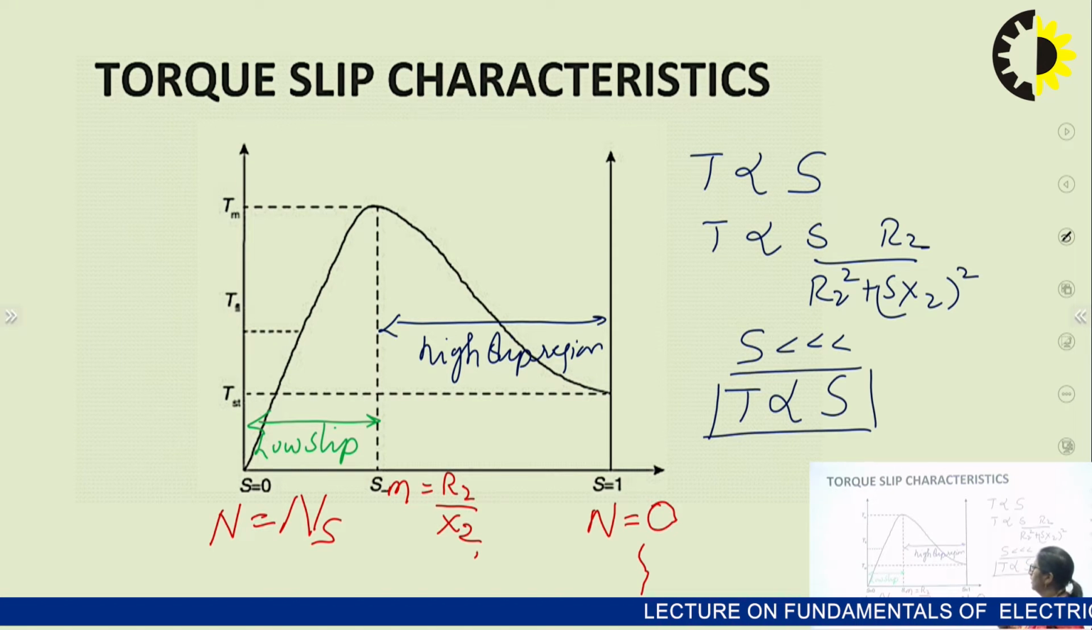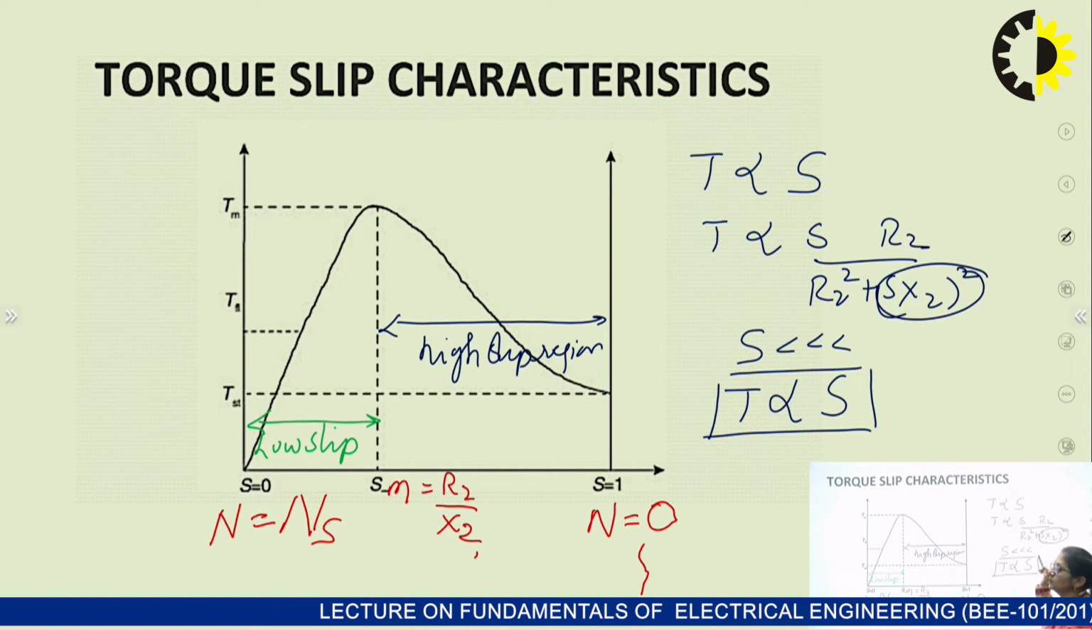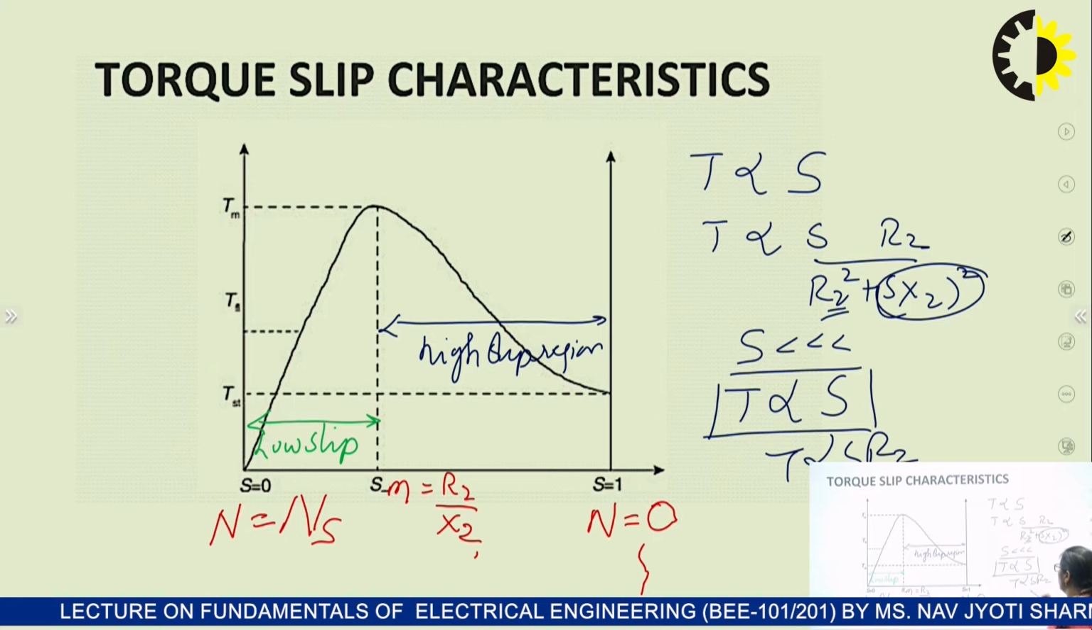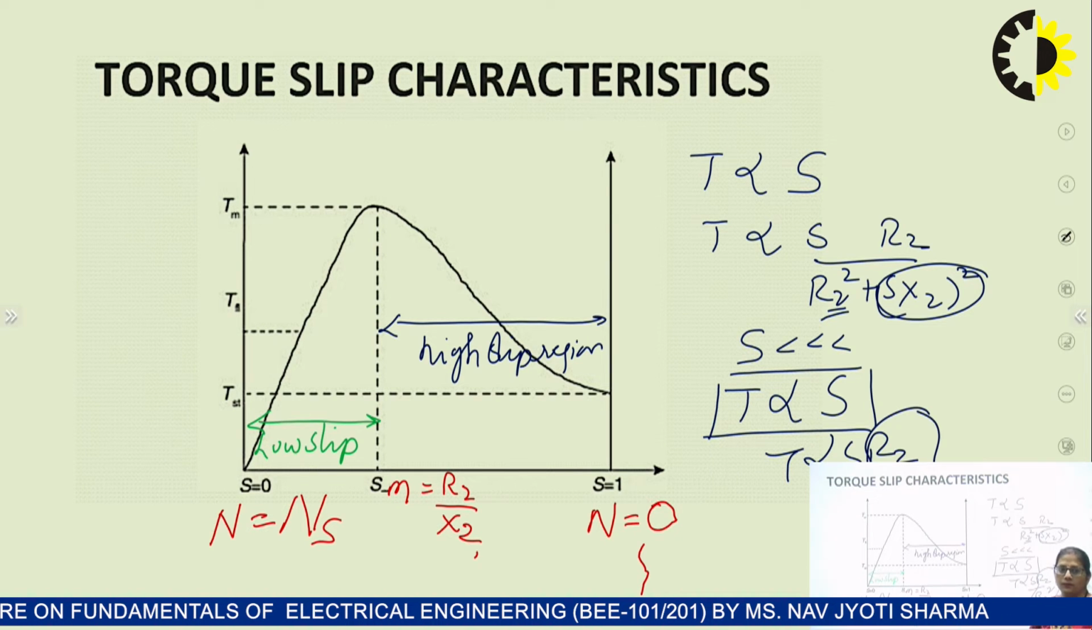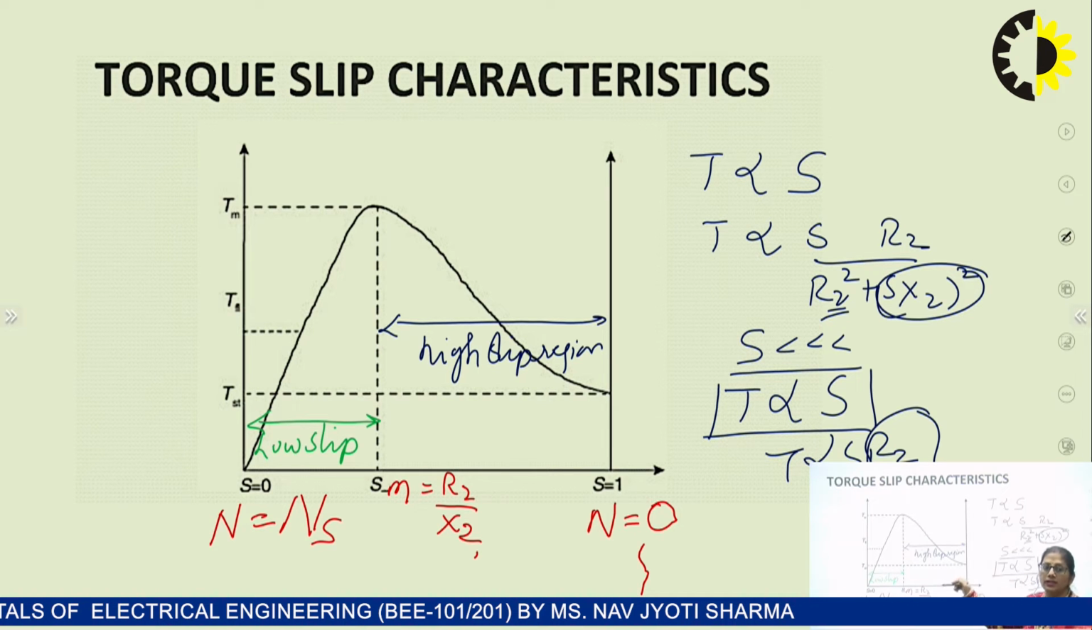Why? Because in this particular case, if S is getting closer to 0, then this SX2 whole square is very much negligible compared to this R2. So if we neglect this, I'll have only torque proportional to S R2 upon R2 square, but the rotor resistance itself is a constant. So the torque is directly proportional to S towards the lower slip region.